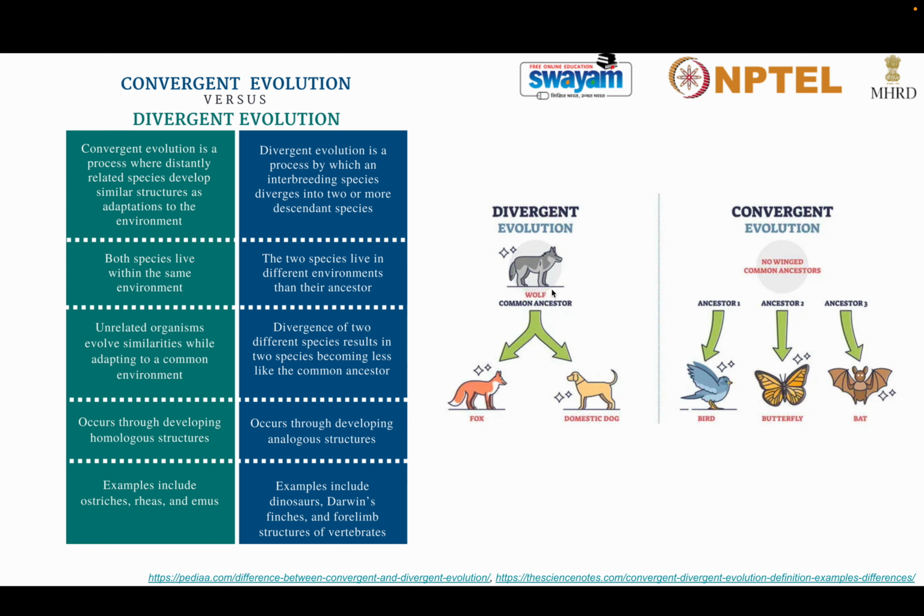So in divergent evolution, if you see, there is a wolf, which is the common ancestor. Fox and domestic dog are arising from it. Although the ancestor is the same, they both appear a bit different from one another. When we say convergent evolution, we see that there was no winged common ancestor, but birds, butterflies, and bats all have wings, and it is helping them to fly. So it appears as if these wings are coming from some common ancestor, but there is no common ancestor. So it is known as convergent evolution, in which the ancestor is not common, but they all are converging to the same function, which is their wings. So I hope now you are aware of these terms. One is convergent and one is divergent.